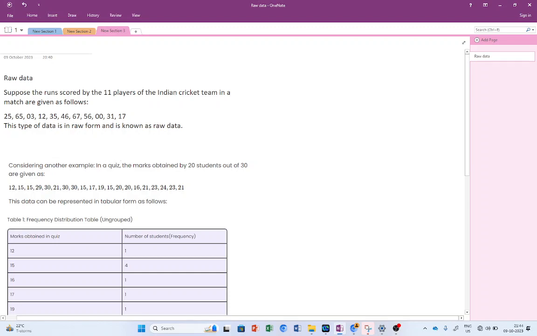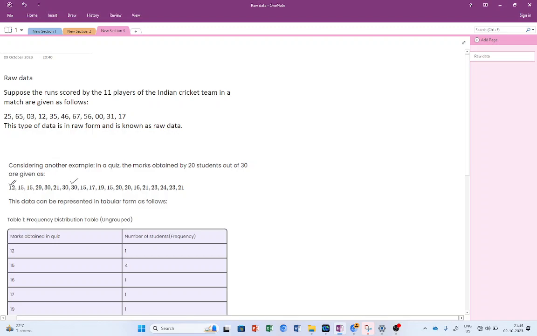Now coming to the next example, the marks obtained by 20 students out of 30 are given below. You have a quiz, there are 20 students who are doing the quiz, and the quiz is for 30 marks. Here you can see the marks of 20 students are given, and the lowest mark is 12 and the maximum mark a student can get is 30. So it is between 12 and 30.